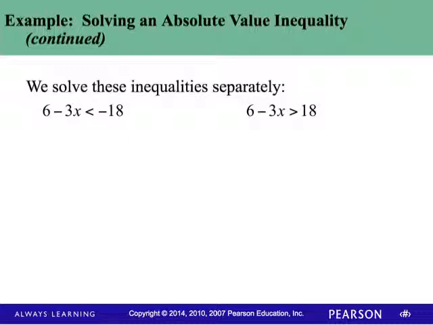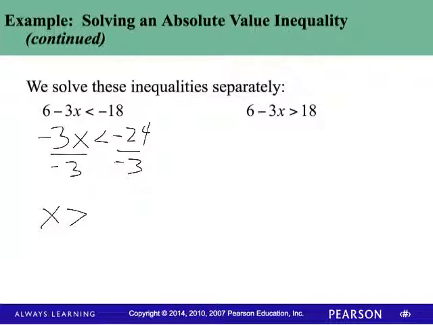I'll subtract 6 from both sides, and we'll have -3x is less than -24. Divide both sides by -3. I'm dividing by a negative, so my inequality changes direction. So I'll have x is strictly greater than -24 over -3, which gives me 8. Okay. So as long as x is bigger than 8, my inequality is satisfied.